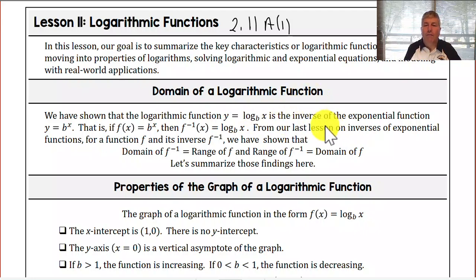We've shown that a log function is the inverse of an exponential function. So from our last lesson on inverses of exponential functions, we found that the domain of the inverse is the range of the original function, and the range of the inverse is the domain of the original function. So as we talked about, the x's and y's in a logarithmic function get switched with the x's and y's of an exponential function.